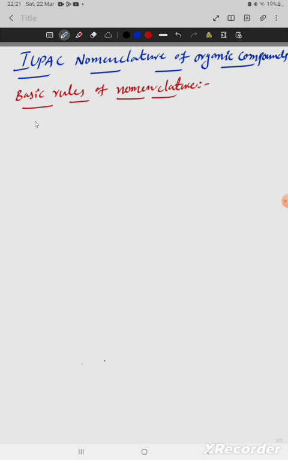The IUPAC name consists of three parts. One is the root word, the second is the suffix, and the third is the prefix. Here we will see one by one what is root word, what is suffix, what is prefix. See here, what is root word.